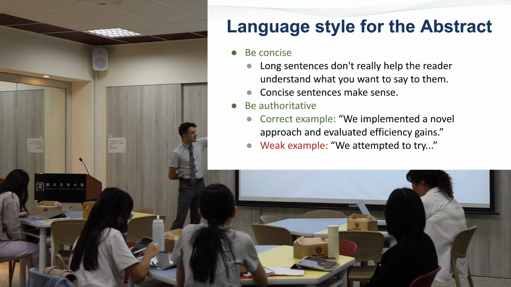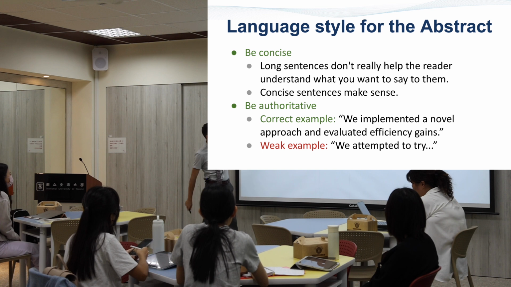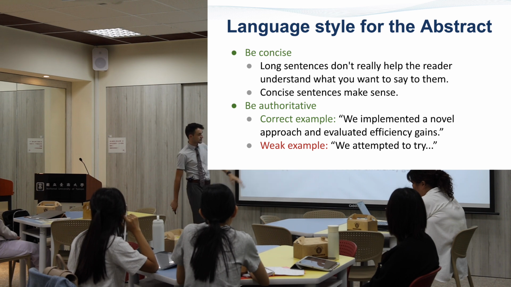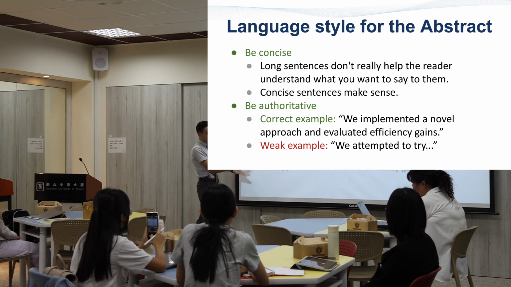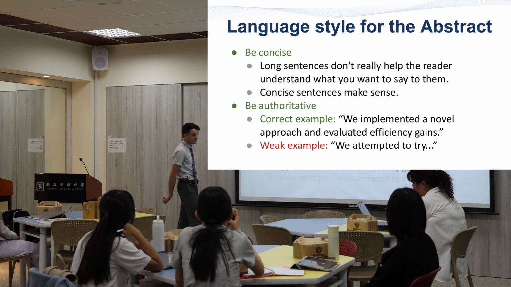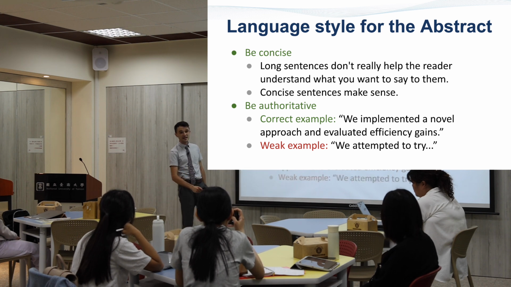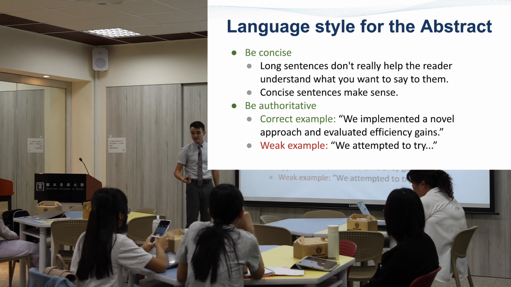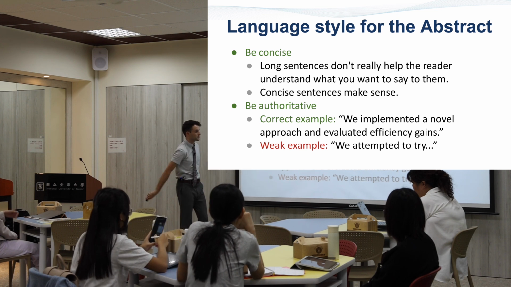Language style, be concise. Long sentences don't help the reader understand what you want to say to them. Concise sentences make sense. Yeah? Be authoritative. Correct example: we implemented a novel approach and evaluated efficiency gains. Weak example: we attempted to try. You didn't attempt to study, you did a study. So be much more active. We implemented a novel approach.